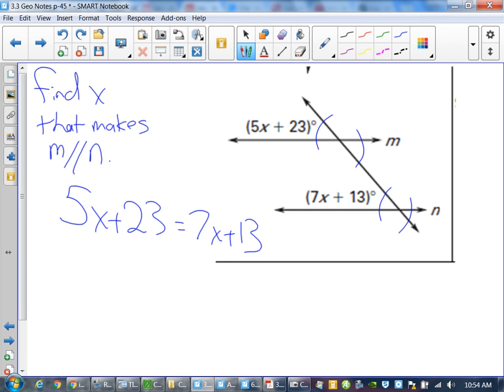Let's be honest, I hope you're writing this down, not just playing on your phone. Two-step algebra, pretty quick and painless. Add 5x, subtract 5x, subtract 13, and you get happy math. Yay, happy math. That equals x.